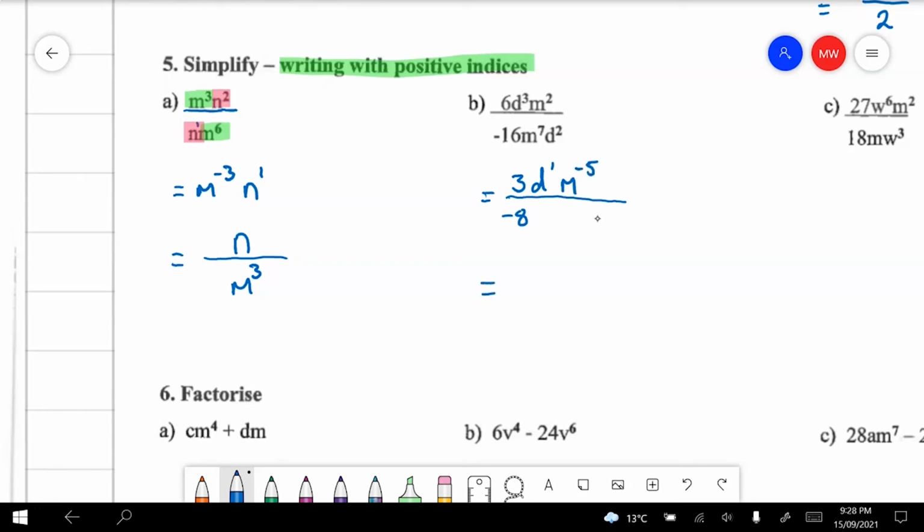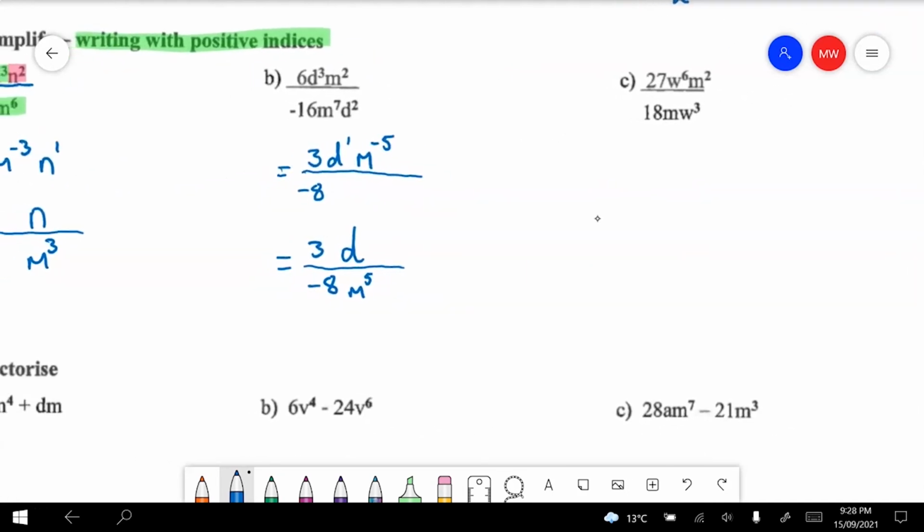Positive indices only relates to the indices, not this minus 8. That stays the same. The coefficient won't change, which is the number in front of the letters. The d can stay at the top, so that's d to the 1. The m can go down, so its index becomes positive, and that's your final answer.